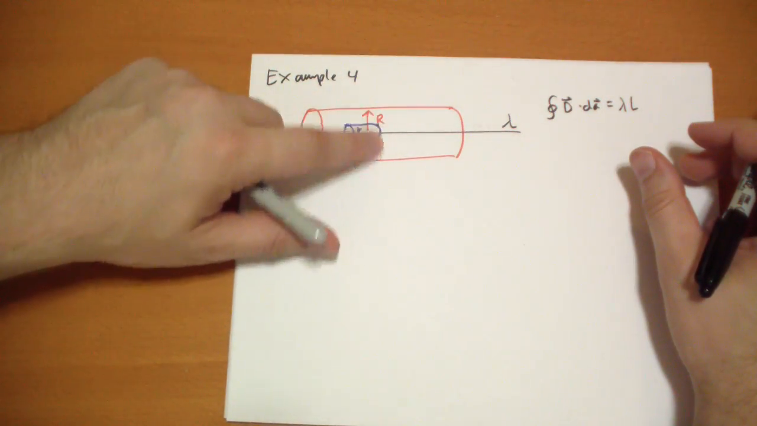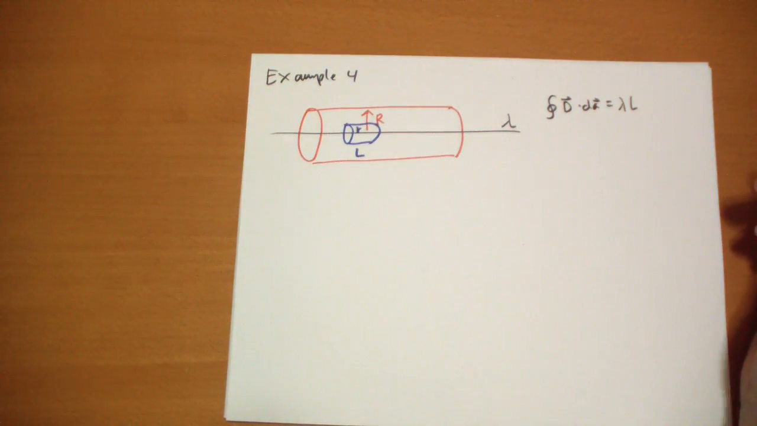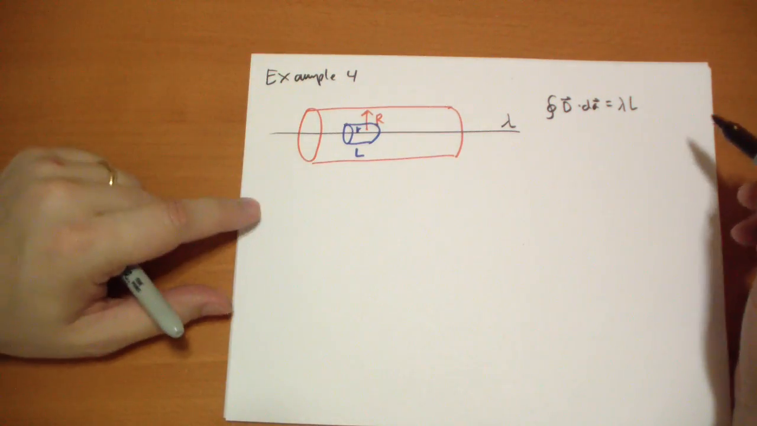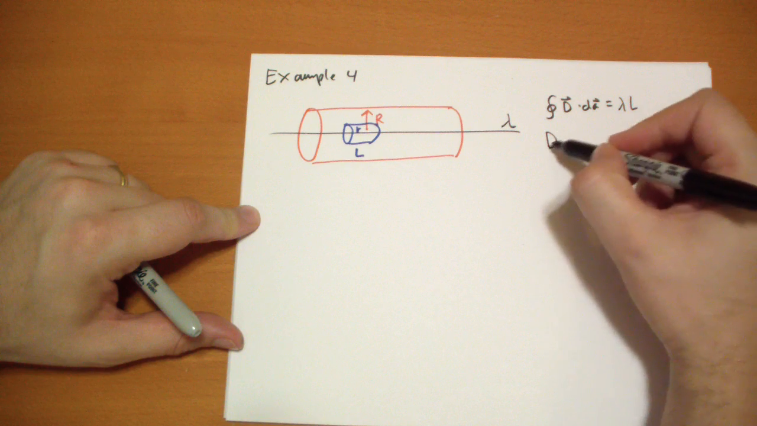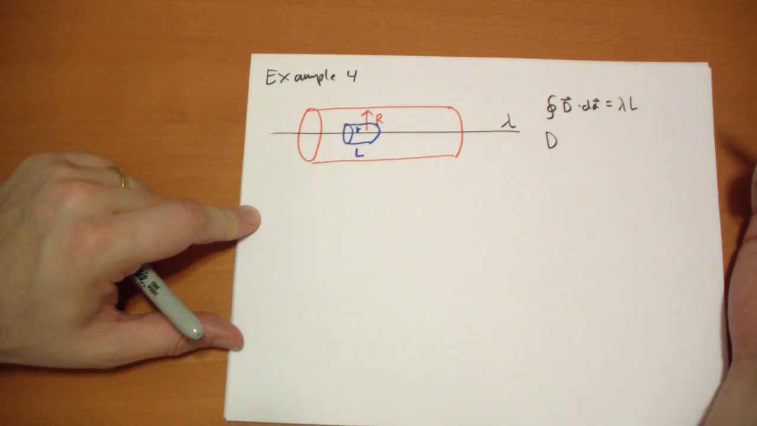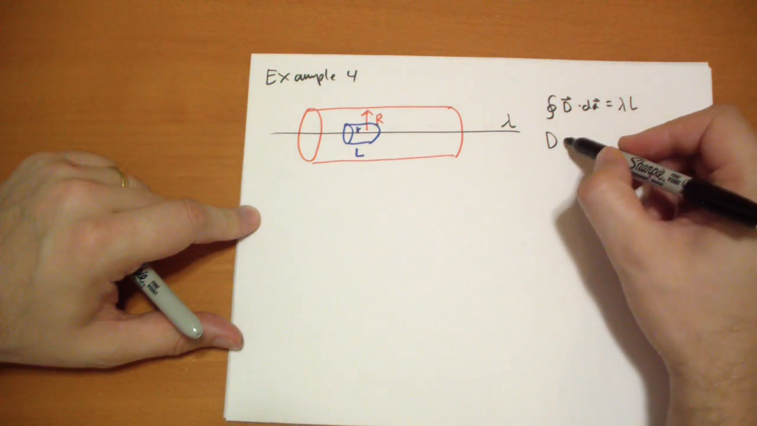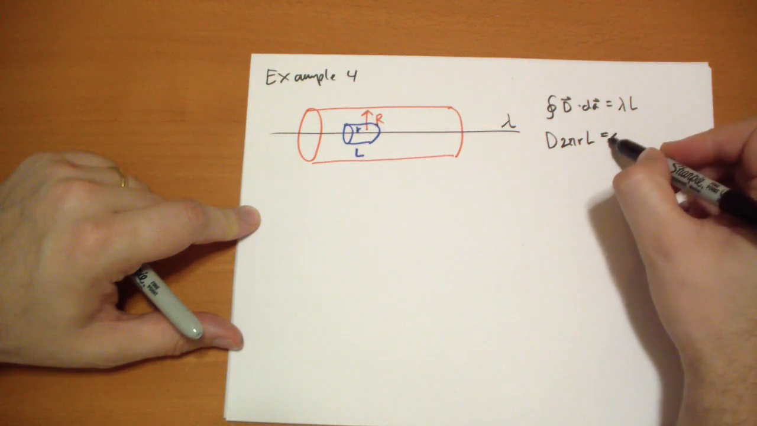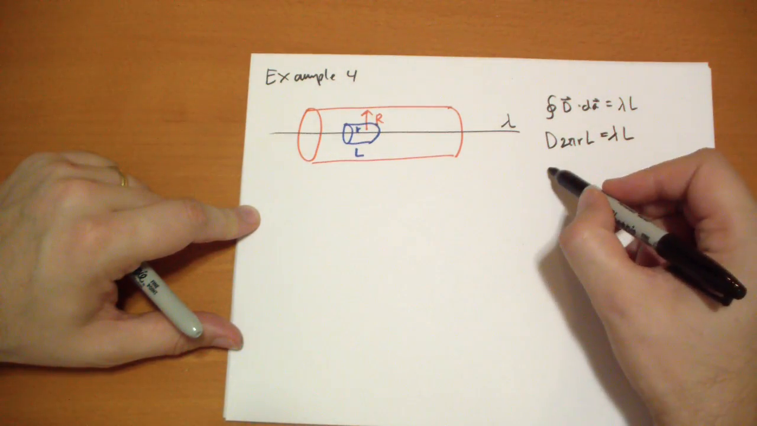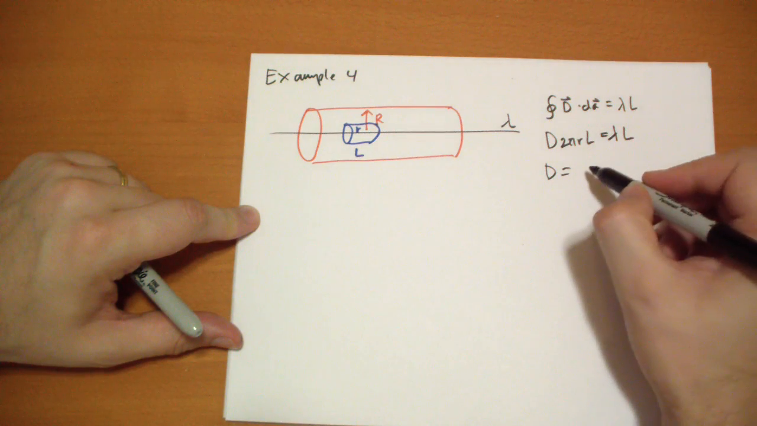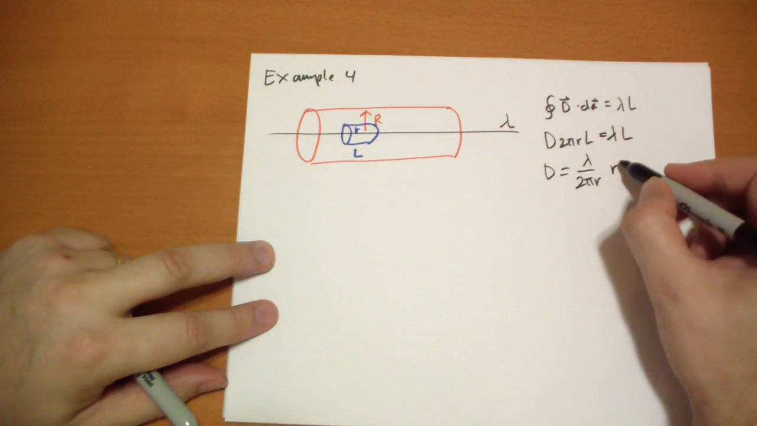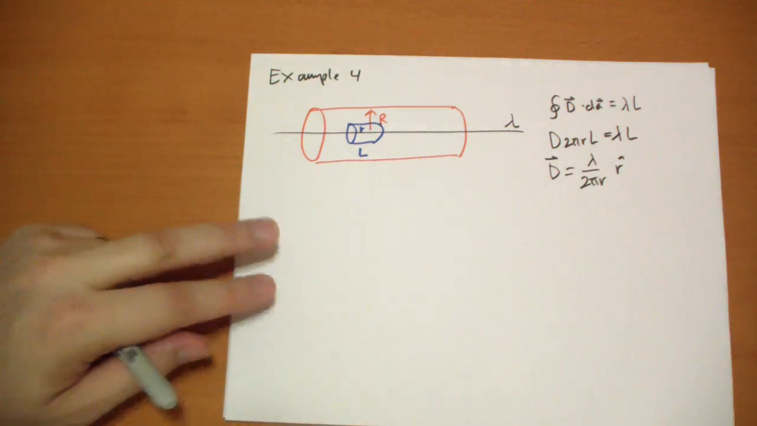Now, because of the infinity, these two end caps aren't going to matter, it's only the surface of that cylinder. The D vector isn't going to vary over it. So we get D times the area of the cylinder, which is 2 pi r L, is equal to lambda L. Okay, and so D is equal to lambda over 2 pi r. And which direction is that pointing? It's pointing in the r hat direction.